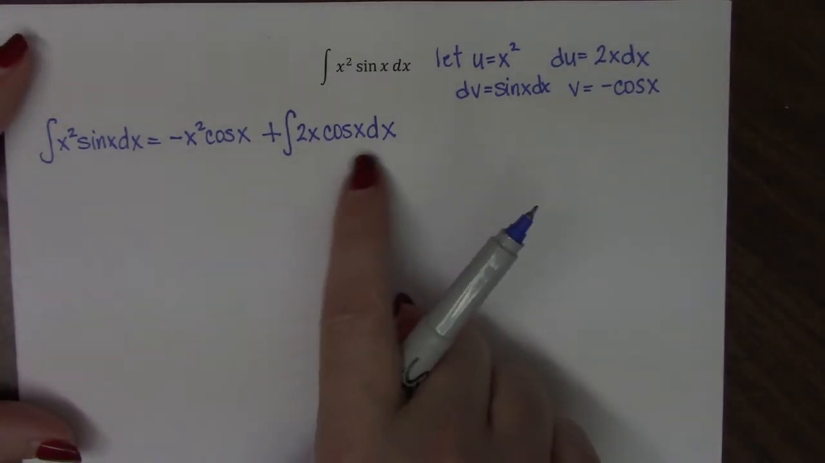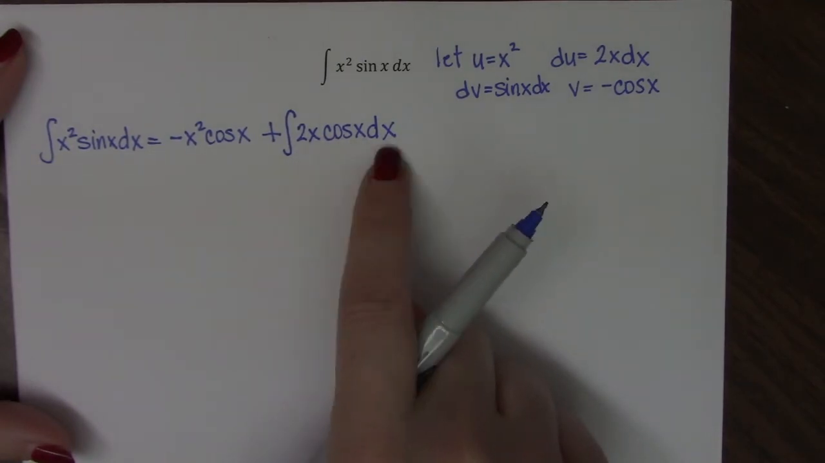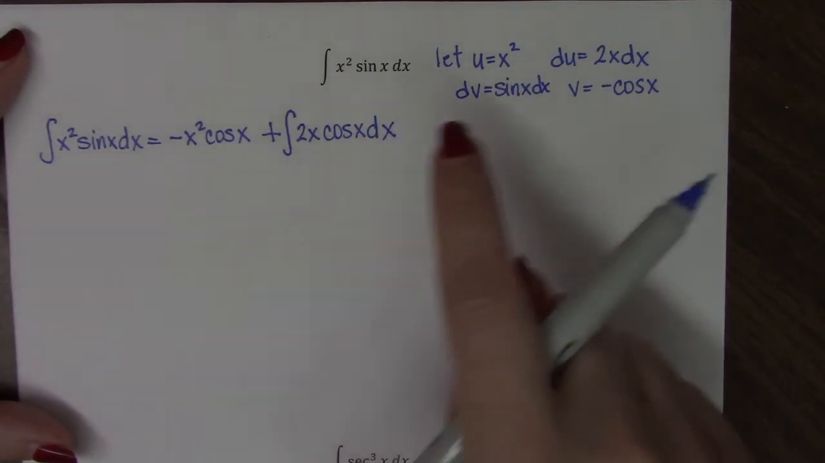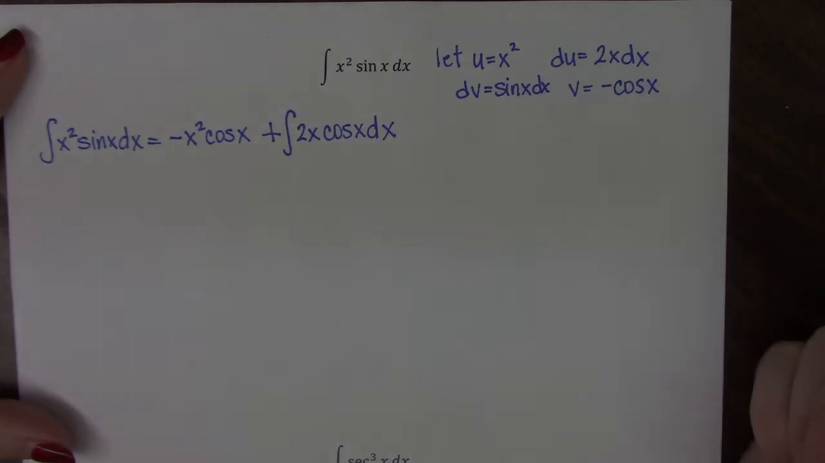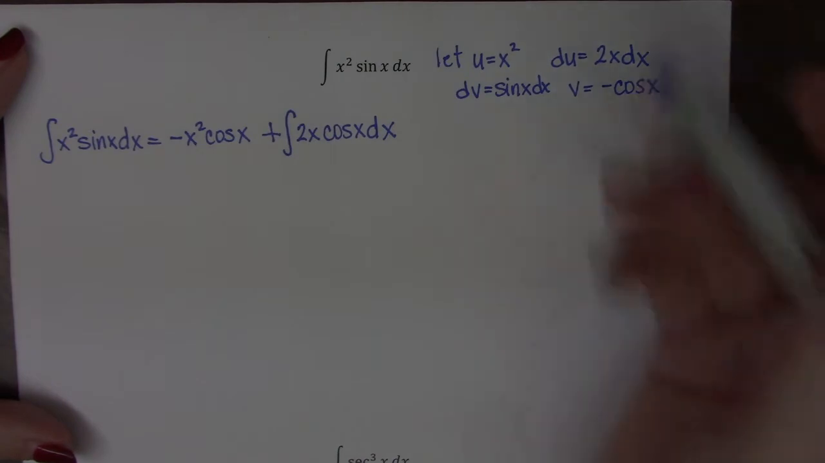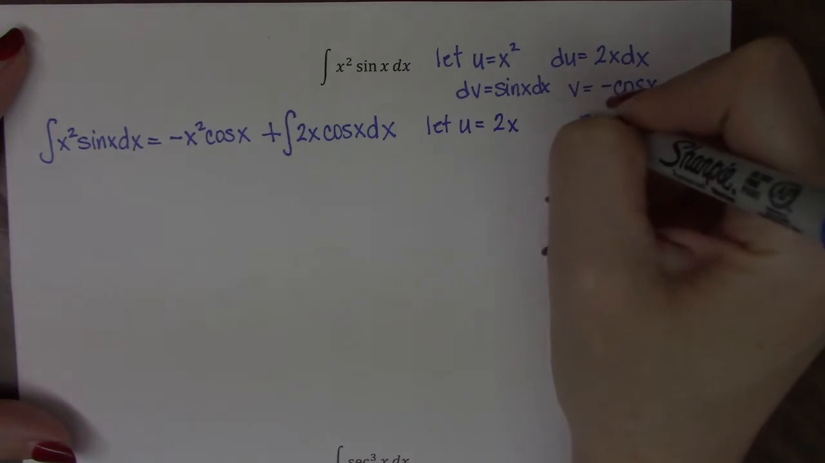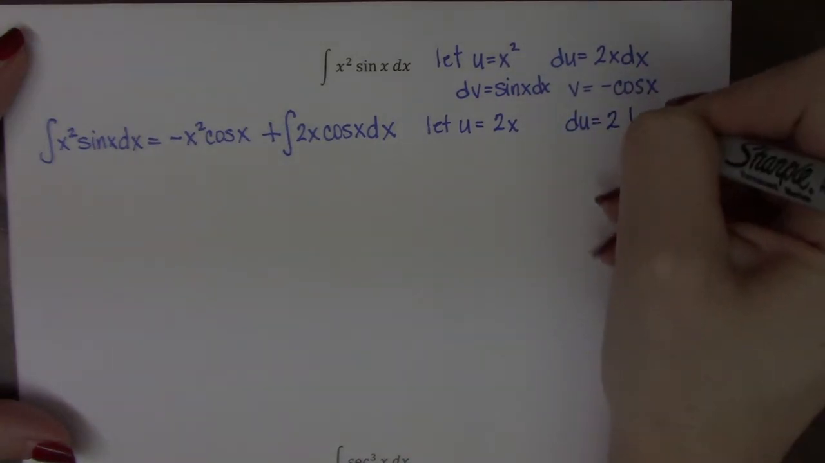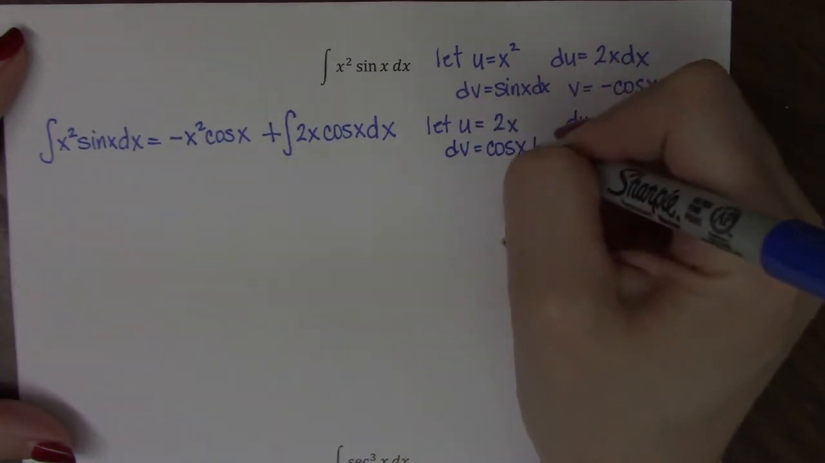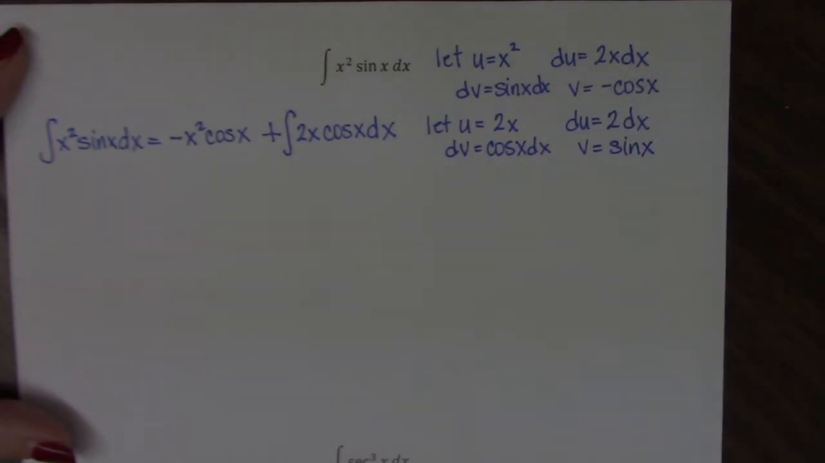Well, this is an integral that I cannot integrate directly, right? I still have a 2x times a cosine x, so I actually have to do integration by parts again. But since I've already decided that my x to the n term is going to be u, I have to keep going with that. If you try to switch up your u and dv, you'll actually end up undoing the previous integral and you'll end up right back where you started. So that means u has to be 2x. So then du is just 2 dx. Our dv is cosine x dx, which means v is just sine x.